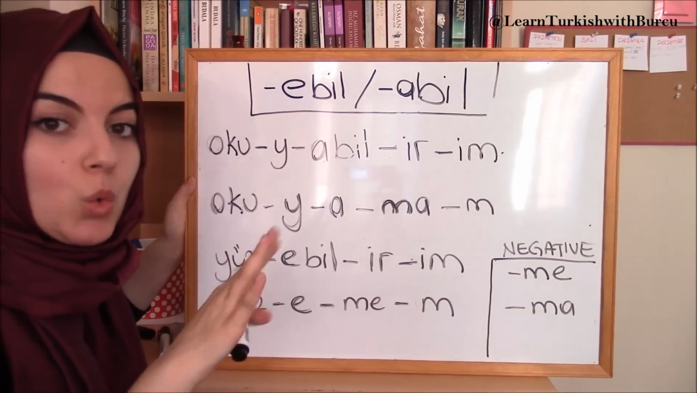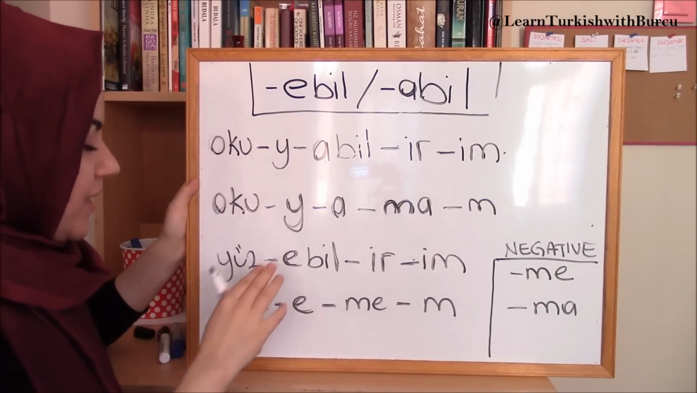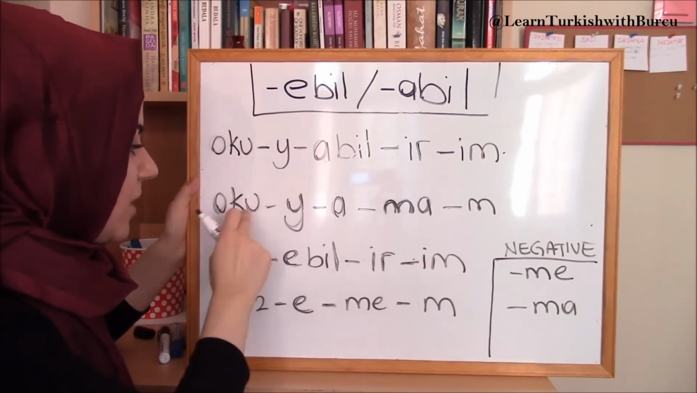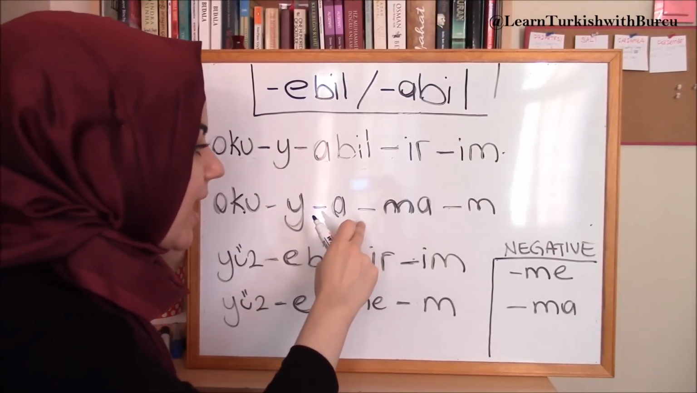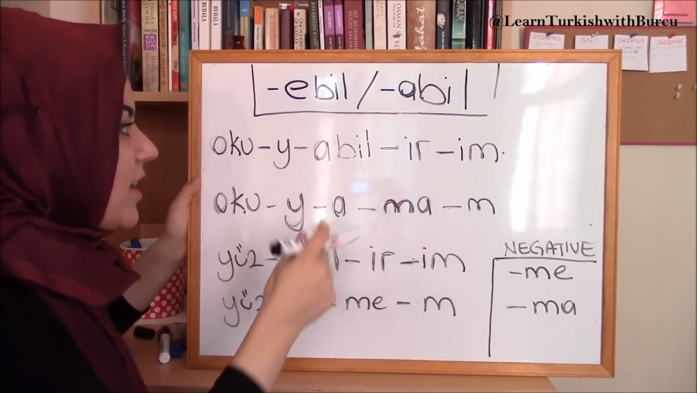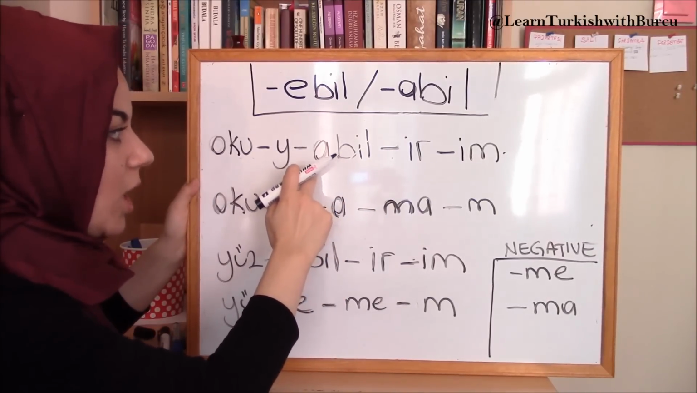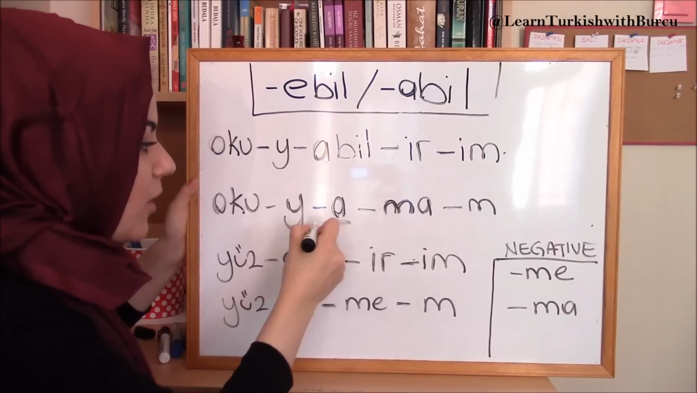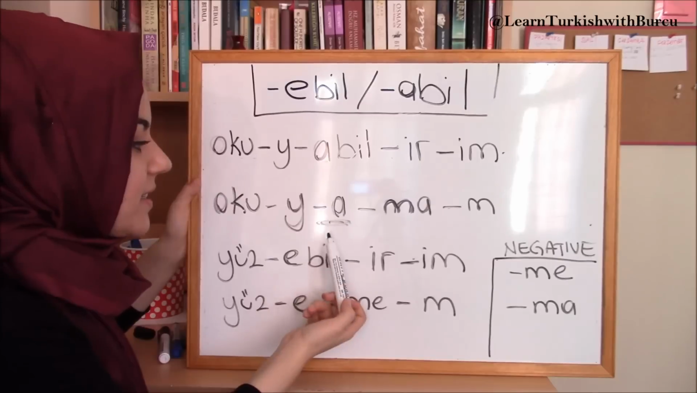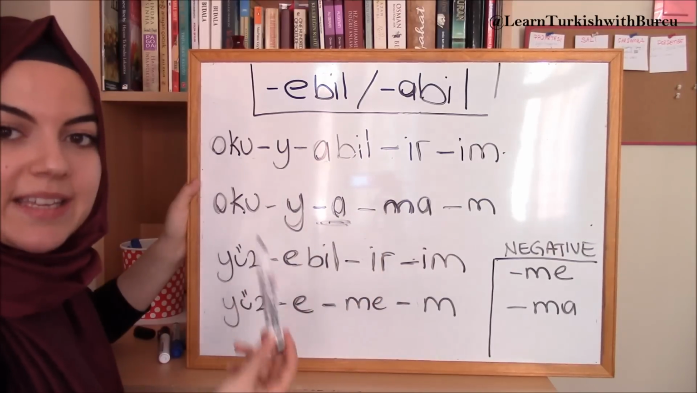Okuyamam. Ben okuyamam. Let's analyze it. Oku is the root of the verb. This is the linking consonant between u and a, between these two vowels. And then we add our a sound from abil. As I said, we removed bil, but we leave the a sound. So this represents the ability, actually. This is still the ability suffix. We just remove bil in the negative form.